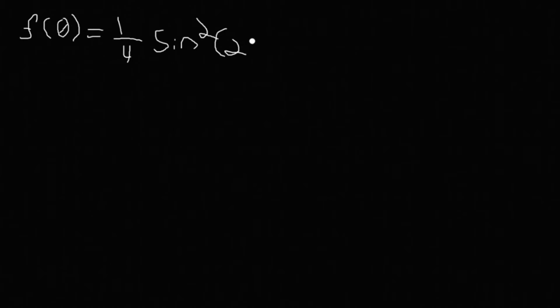Next we're going to have f of, let's do theta, just because a different variable doesn't matter. You could use literally any variable as long as the function is in terms of that variable. So we have f of theta equals 1/4 sine squared of 2 theta.